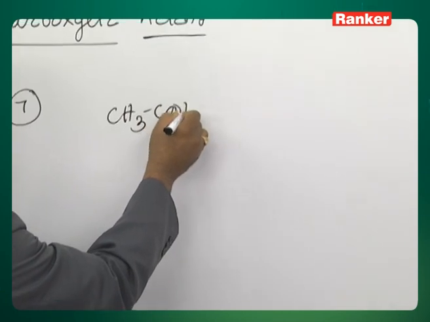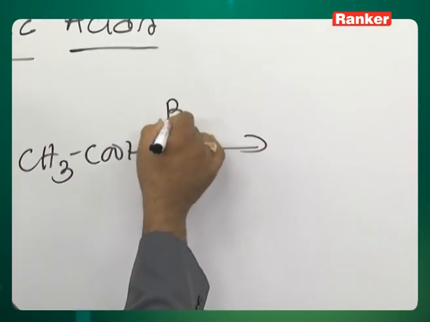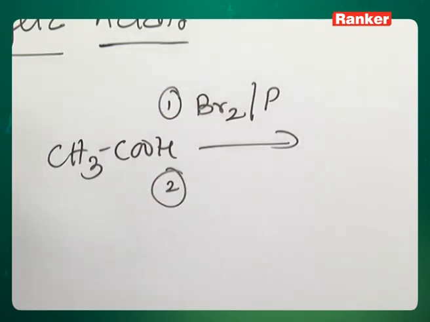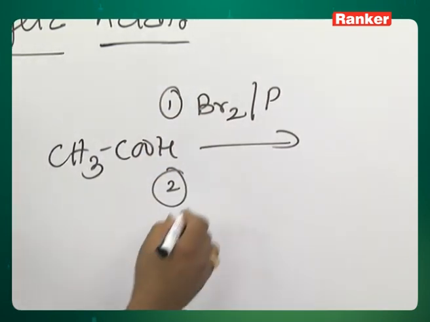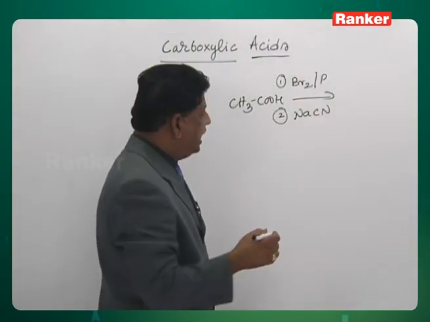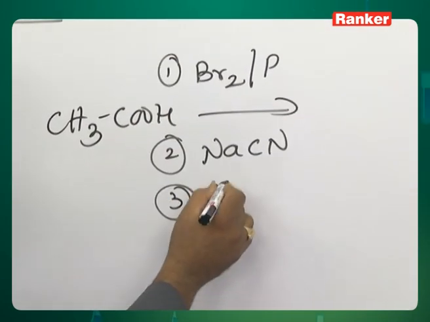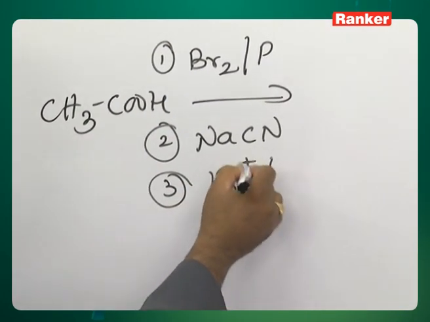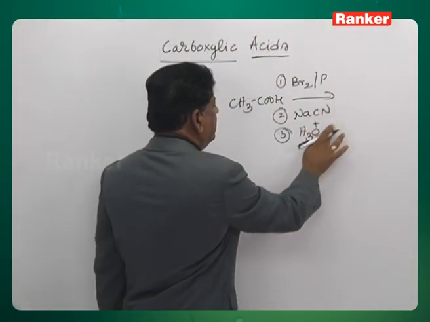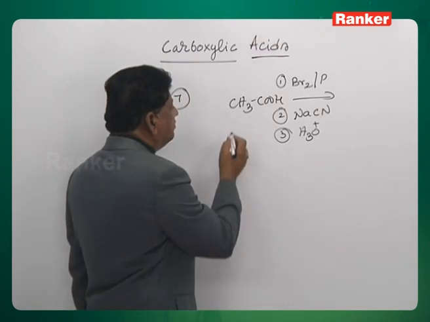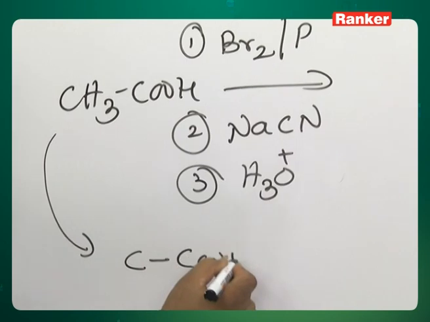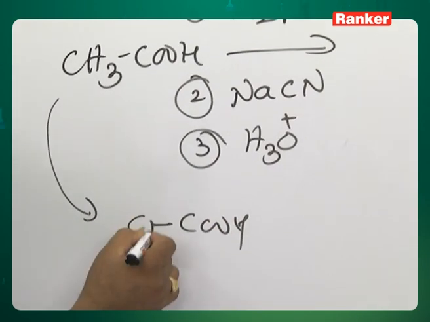Acetic acid is treated with bromine and phosphorus in the first reaction, followed by treatment with sodium cyanide, then finally hydrolysis in acidic medium. During the course of this reaction, first acetic acid will become alpha bromo acetic acid. A bromine enters here.